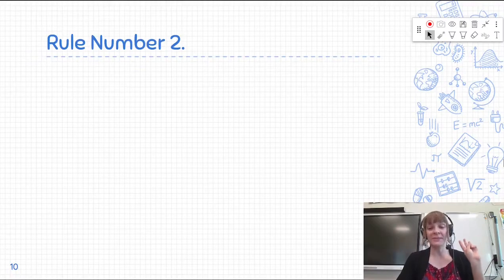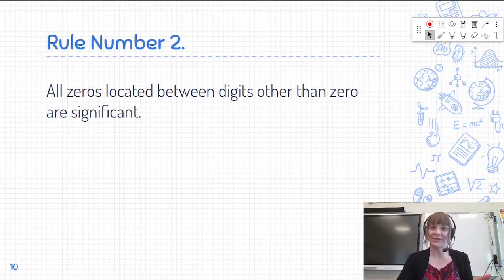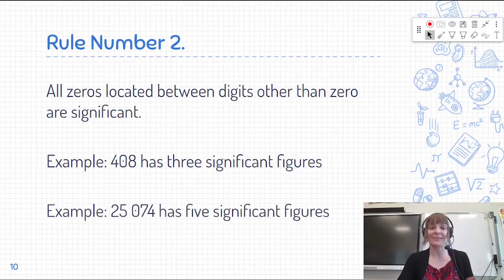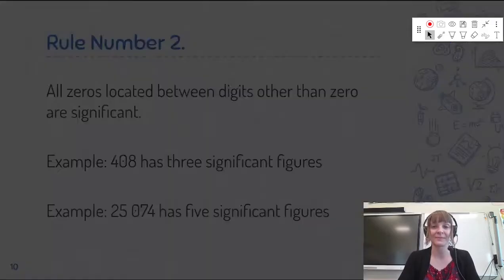All right, rule number 2, all zeros that are located between digits other than 0 are significant. So an example, 408 has 3 significant figures, the 4, the 0, and the 8. Another example, 25,074 has 5 significant figures, the 2, the 5, the 0, the 7, and the 4. All right, so all zeros that are between digits that are not 0 are significant.